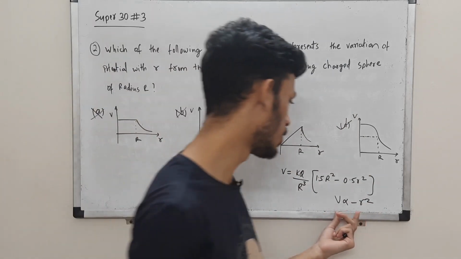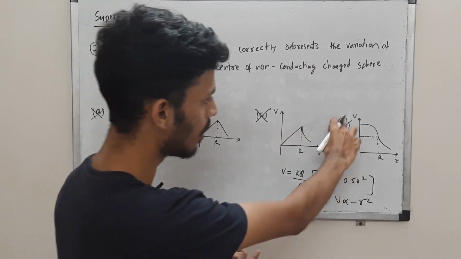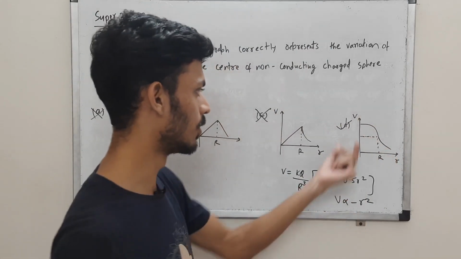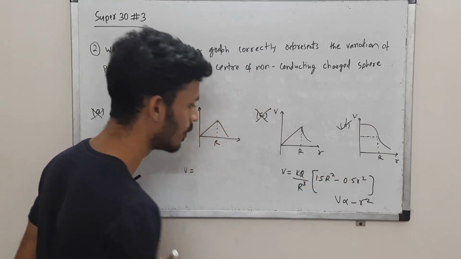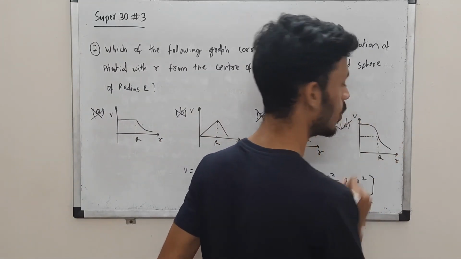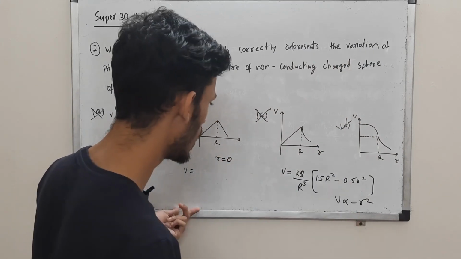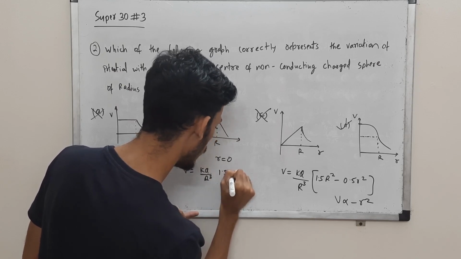So this should be some parabola, right. So the only graph where you see a parabola in the first region is this, right. The first region is satisfied by this. You can also see that the value here will be greater than the value on the surface. At r equal to 0, if you plug in r equal to 0, you get kq by R cube into 1.5 R square, right.